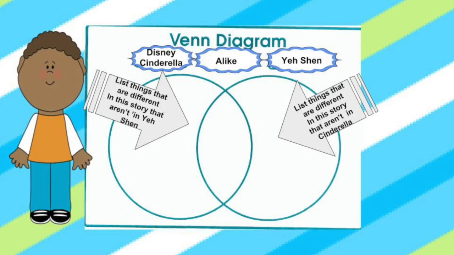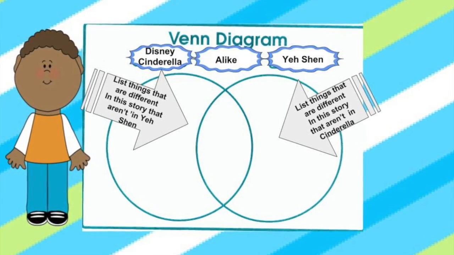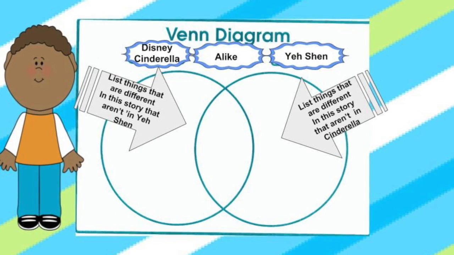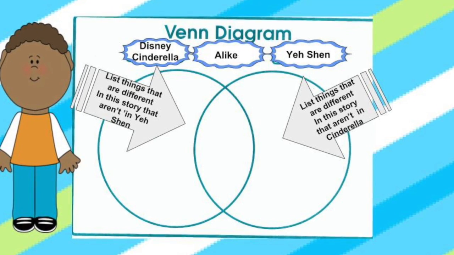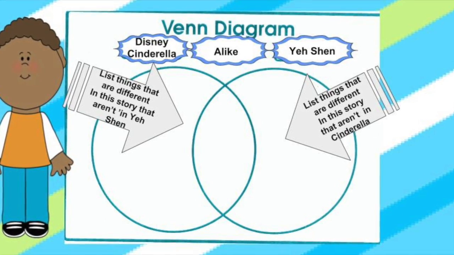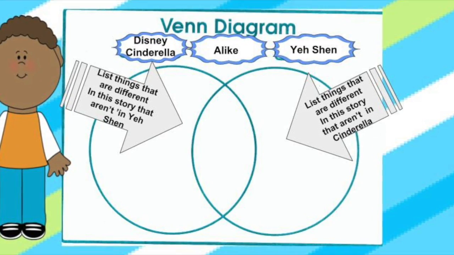The Venn diagram we will be using has two overlapping circles. On one side of the circle, we will label it Disney Cinderella. We will label the other side of the circle Ye Shen. Then we will list the differences or the contrasts in each story on the outside of each circle.